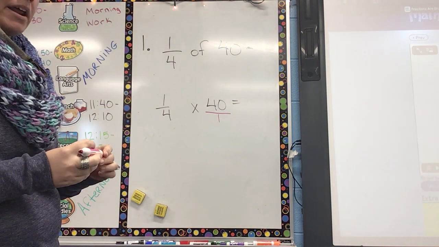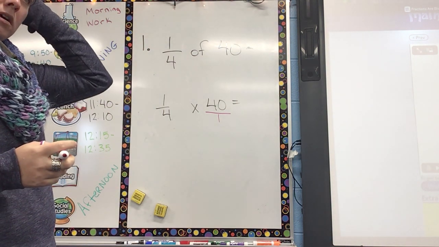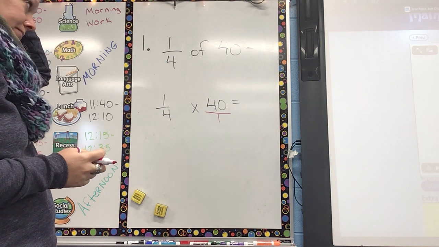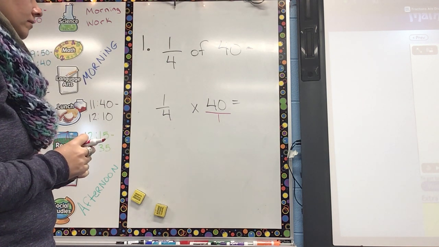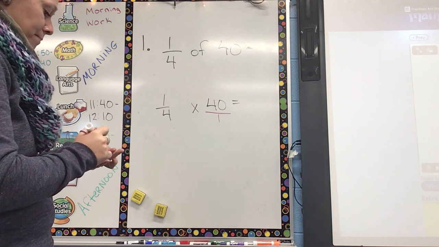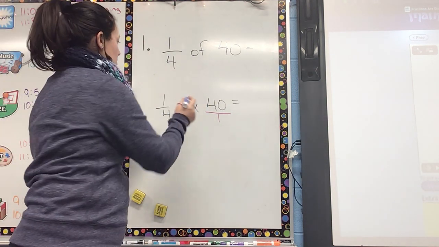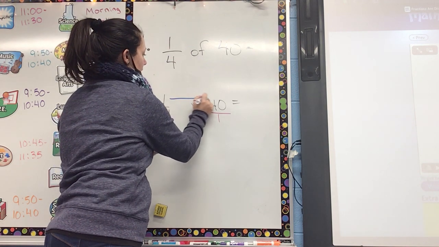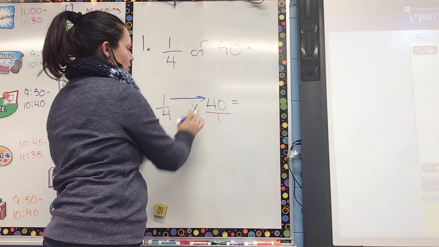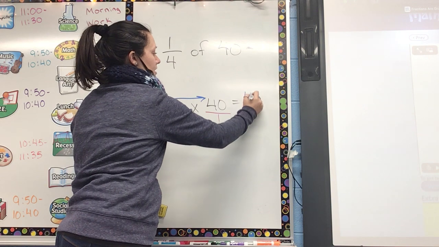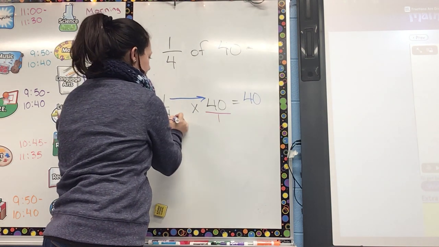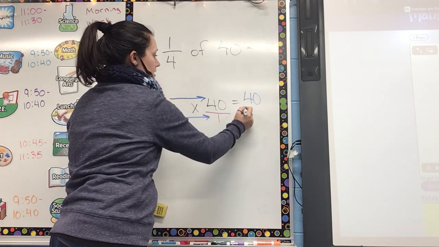Ladies and gentlemen, if I'm writing it up here, you should be writing it in your math notebook, being an active learner. All right, here we go. So I put my whole number. I've made it into a fraction. Now, all I do is multiply across. So 1 times 40 is what? 40. Mental math here. Good. And then I have 4 times 1 is 4.